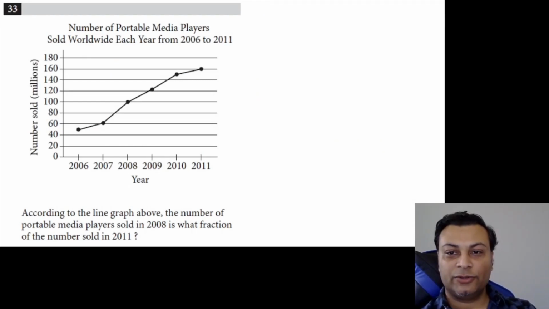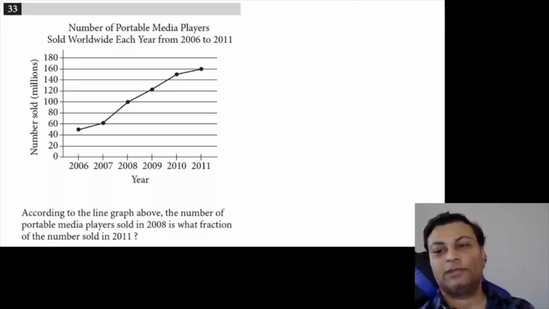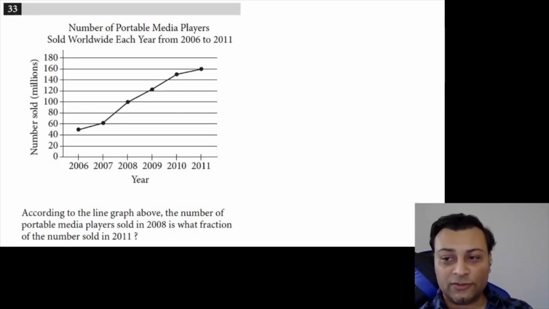Moving on to number 33. Number of portable media players sold worldwide each year from 2006 to 2011. According to the line graph above, the number of portable media players sold in 2008 is what fraction of the number sold in 2011? Okay.